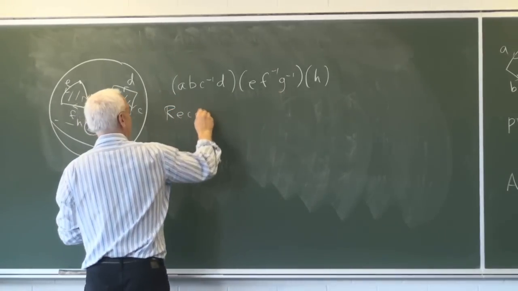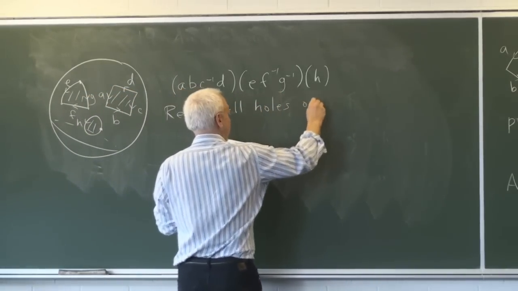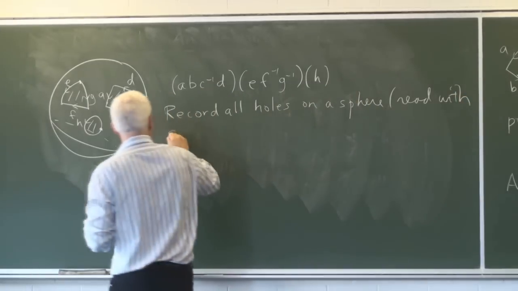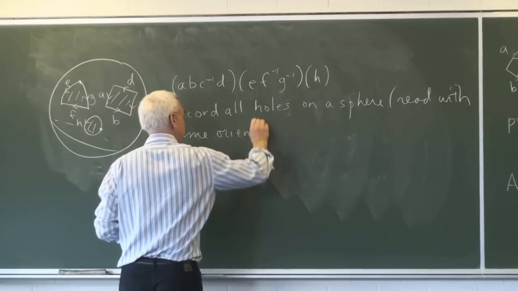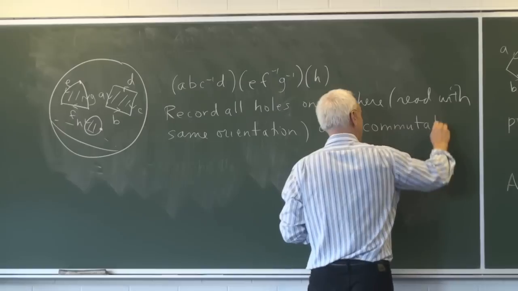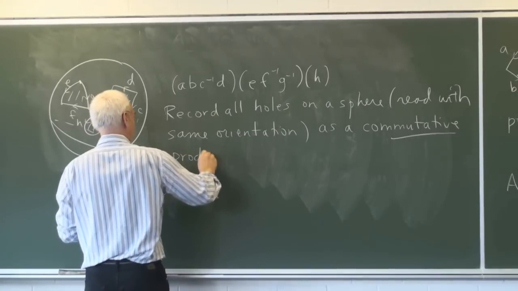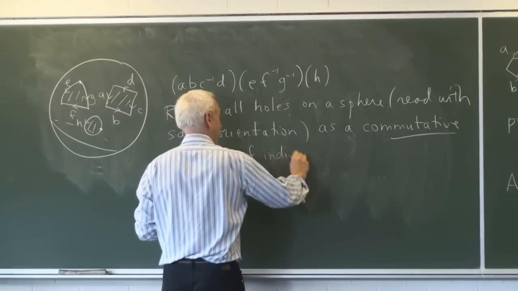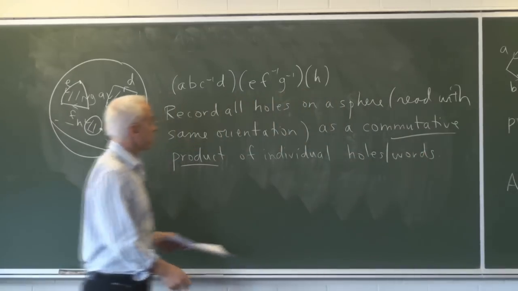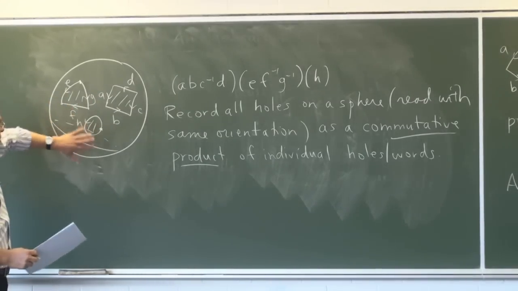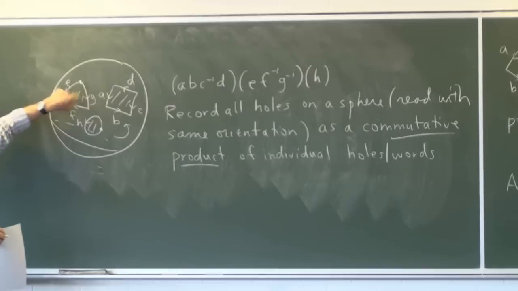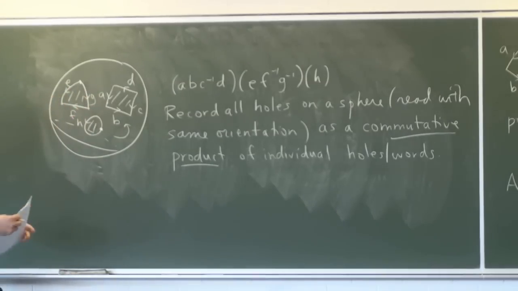So we're going to record all the holes on the sphere, each of them read with the same orientation, as a product, in fact, as a commutative product, of individual holes or words. When I say the same orientation, we're on a sphere here, so I'm reading this one here. There's really an orientation like this on the surface of the sphere. I'm reading this one in that orientation, and we're going to read all of them in the same way to be consistent over the surface of the sphere.